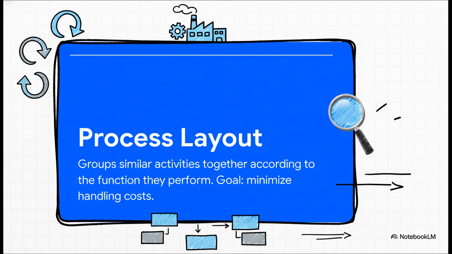So in a process layout, you're grouping similar activities or functions together. A classic example is a machine shop where you've got all the lathes in one area, all the milling machines in another, and all the drilling presses in a third. This is perfect for places that make a variety of different products, like a job shop or in batch production. And the primary goal? You guessed it, minimize those material handling costs.